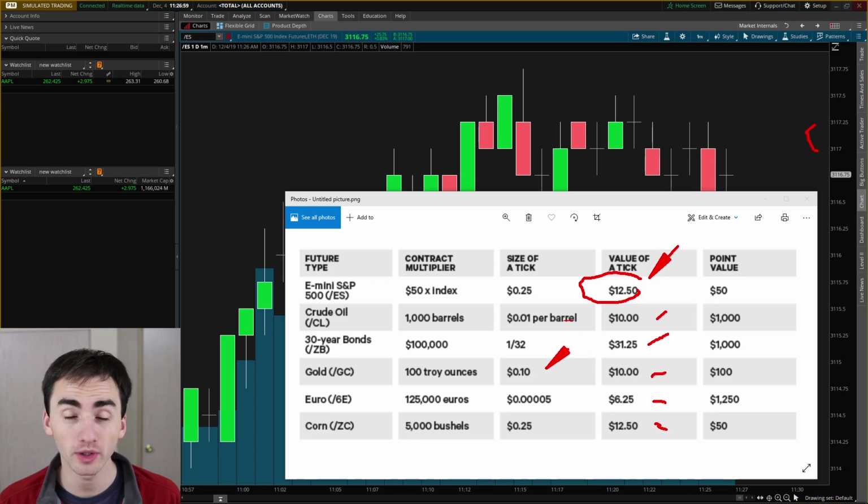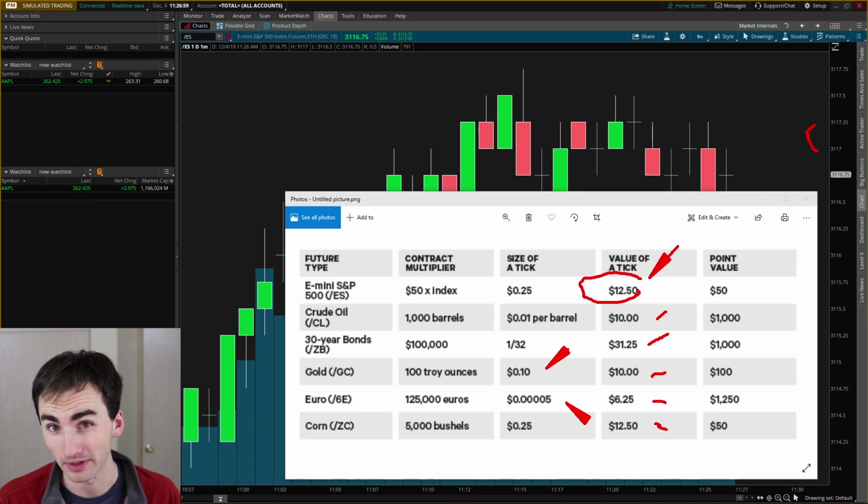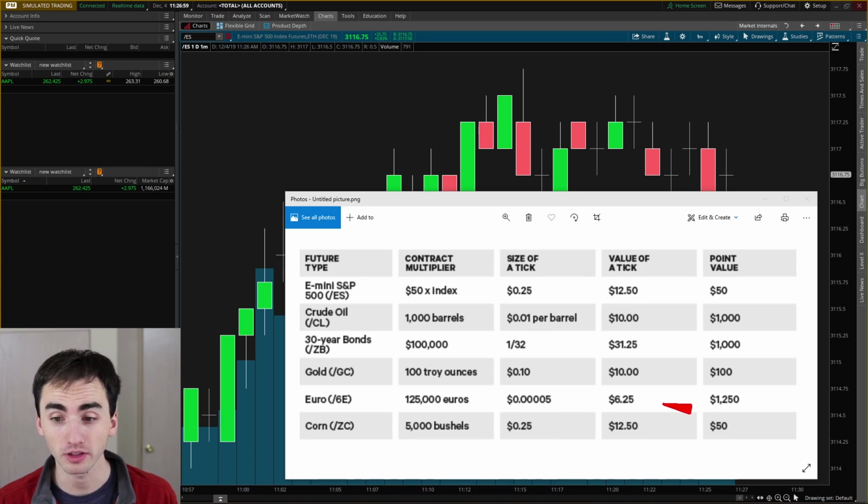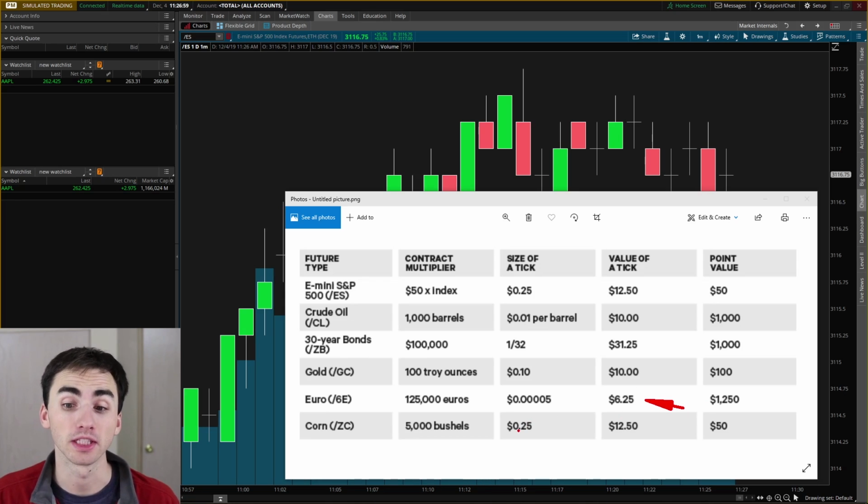So here you can see gold, their tick size is 0.1, and then here you can see the euro is in a very, very small number that I don't even know how to say. And the corn here is actually the same as the ES. So a lot of it, you really have to look up for every futures market that you're trading to understand how much each of those is valued. And one thing to keep in mind is that these markets will move at different speeds. So you can have a market like the euro here that has a smaller tick value of $6, but it moves incredibly fast.